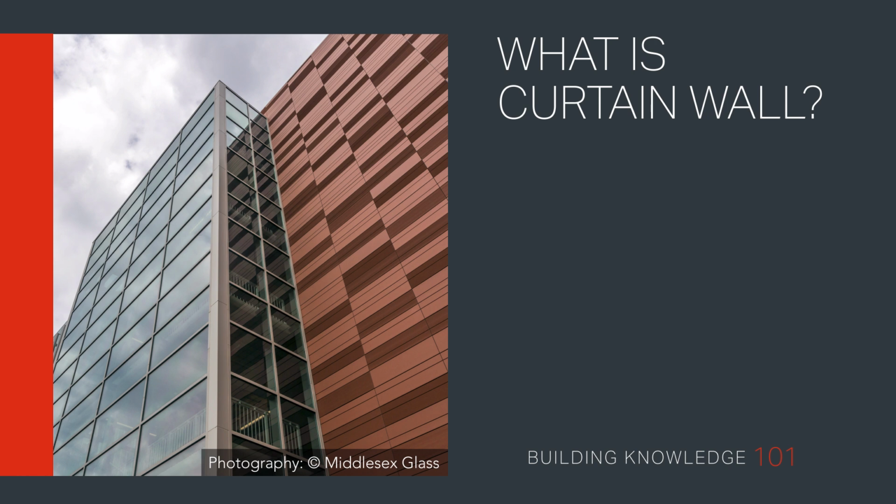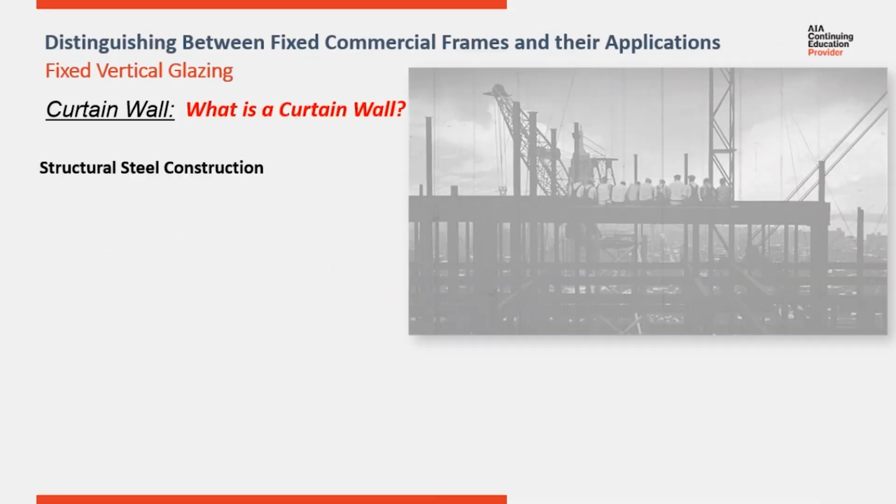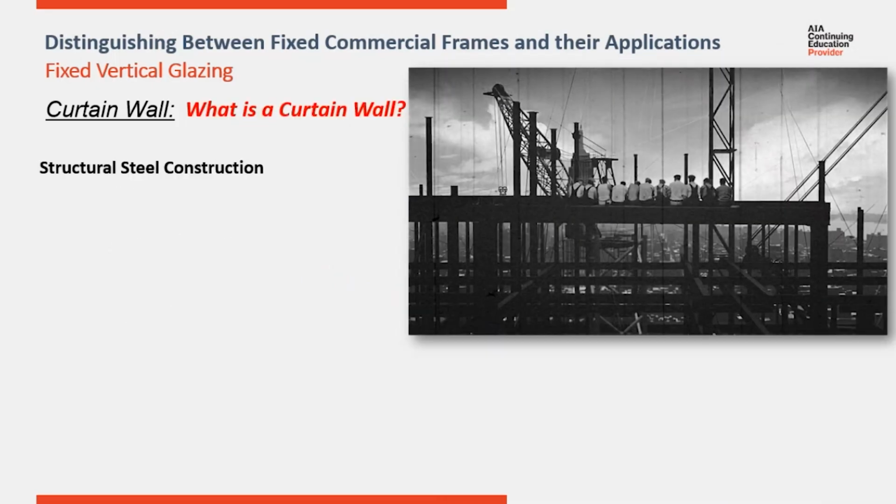In the mid-1900s, commercial construction started to switch from relying on brick and block for structural support to the use of structural steel. The impact of this was huge. It moved the structure from the exterior of the building envelope to the interior behind the building envelope.